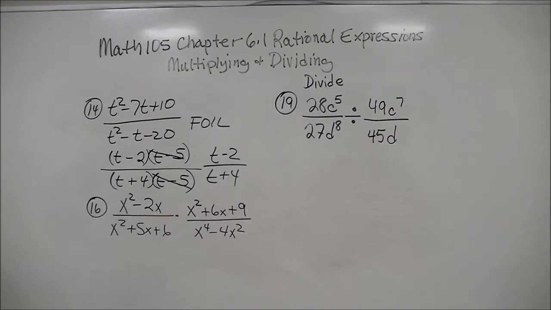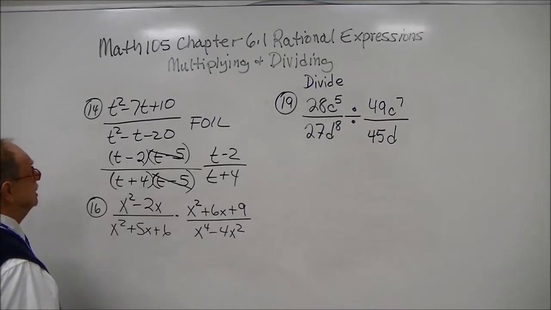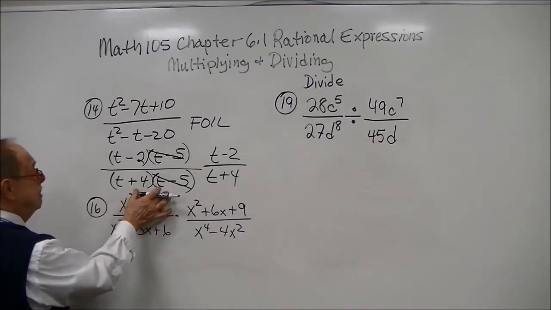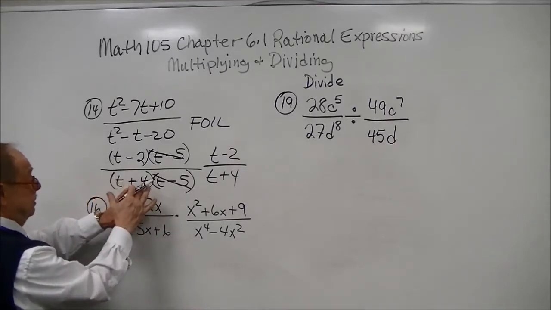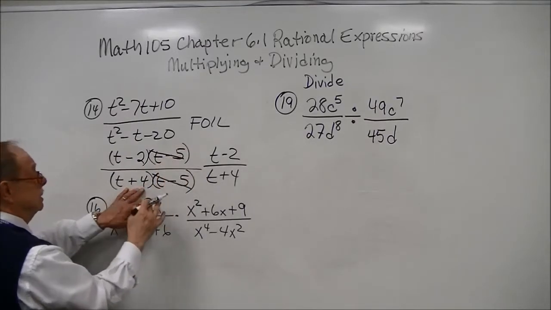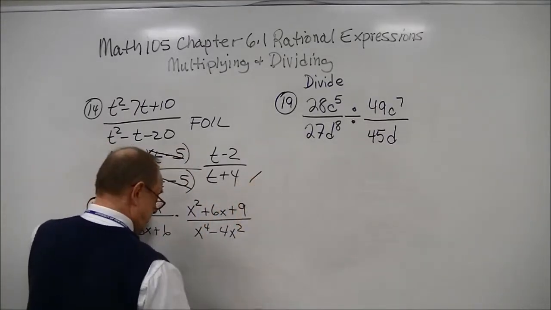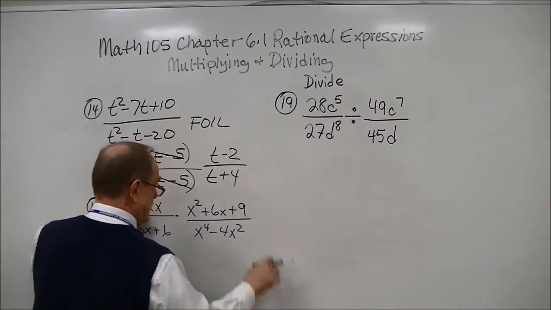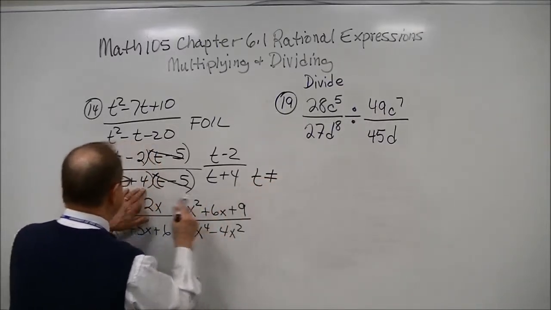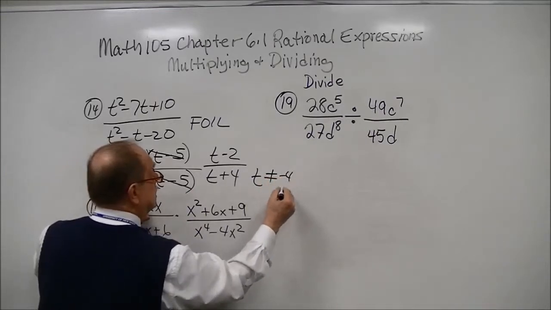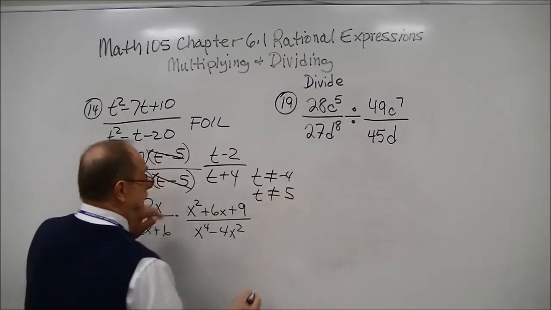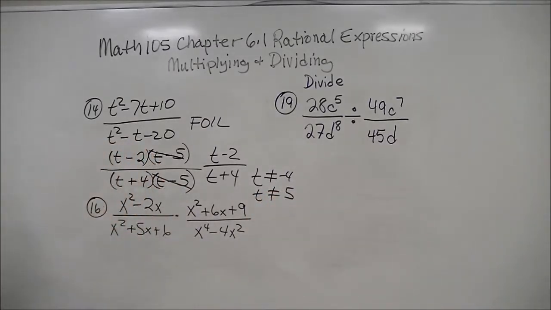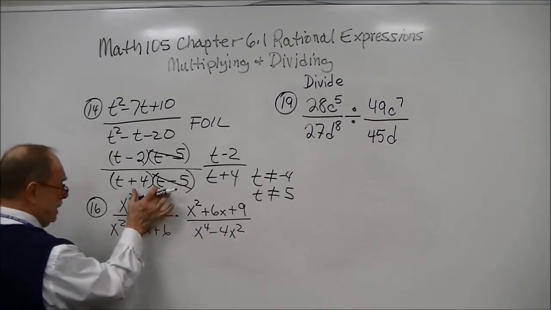Now they are also asking us here to define the domain. Well, again, we're only interested in the denominator. So for this one, to make this part a 0, even before you cancel out, x, or let's say in this case t, cannot be a -4, or t cannot be a +5. You'll see those answers in the answer key, and that's where they get them from.